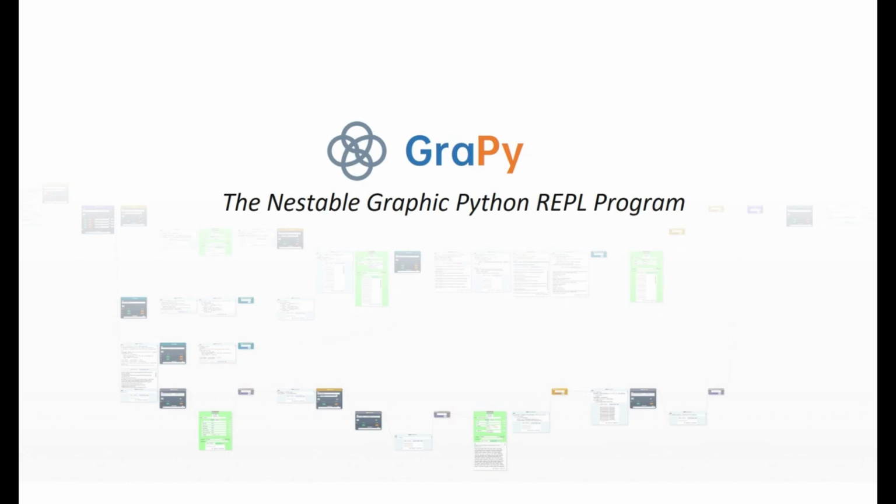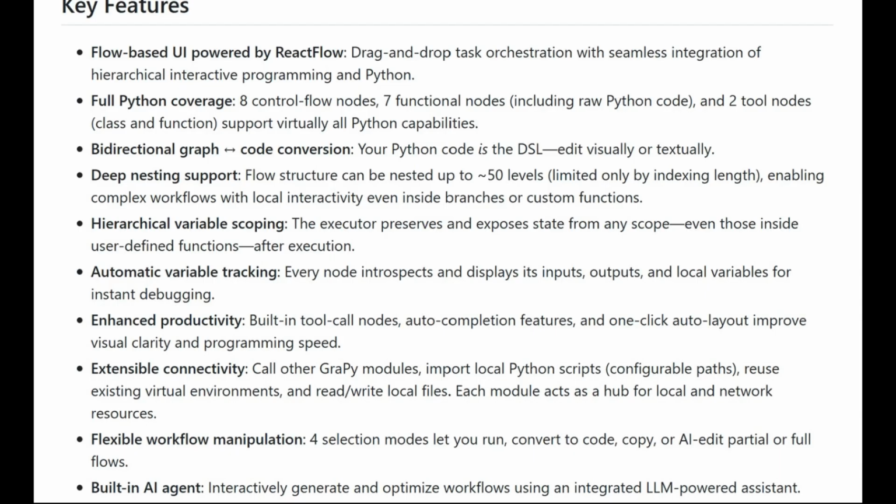Welcome to this demo video of GraPy. GraPy is a flow-style nestable Python interactive programming platform. It allows you to build your entire project by building and debugging hierarchically into Python's nested structures, while the built-in AI agentic code flow generator further improves your efficiency.